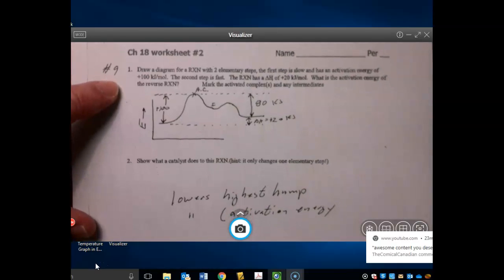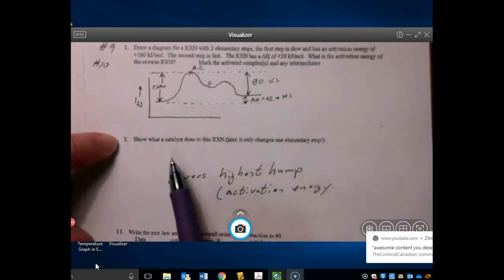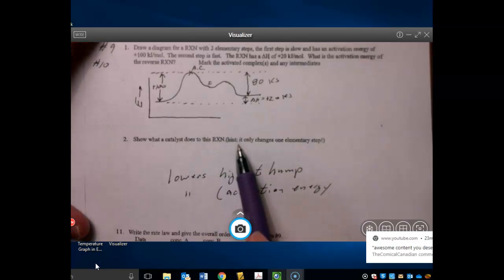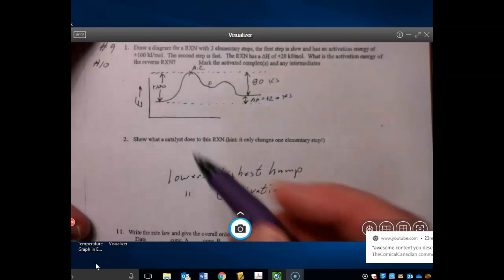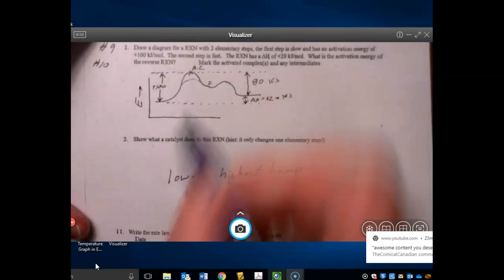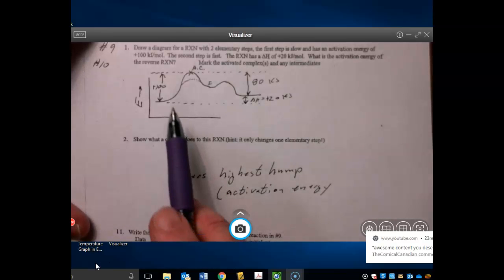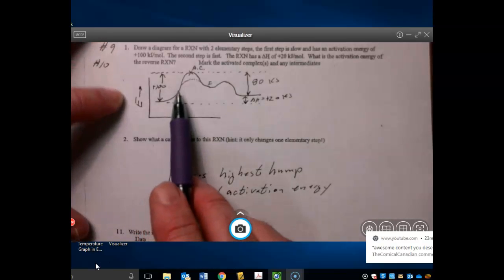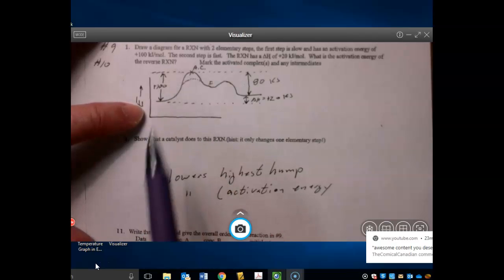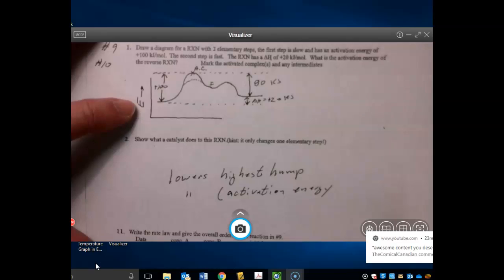Now, the question on this worksheet says show what a catalyst does to this reaction. And you've got a hint here, it only changes one elementary step. The catalyst would just lower the height of this hump here. That's what a catalyst would do. It would make this slower step go faster, making the overall reaction go faster.